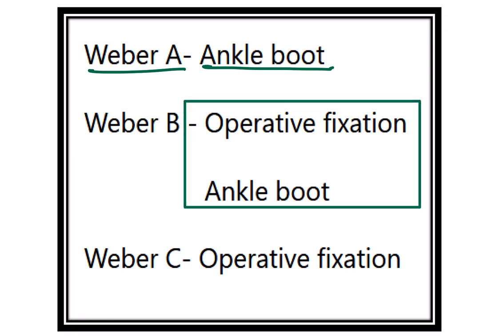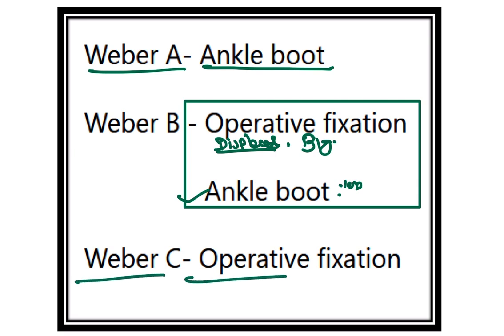When there is a less severe injury or single malleolus injury, or when there is a non-displaced fracture or small or non-significant fracture, in this condition an ankle boot is enough. But when there is a displaced fracture, when there is a big or large fracture, a bimalleolar fracture, and when the ankle joint is significantly distorted, in this condition operative fixation is a must. And for Weber type C, we always go for operative fixation.